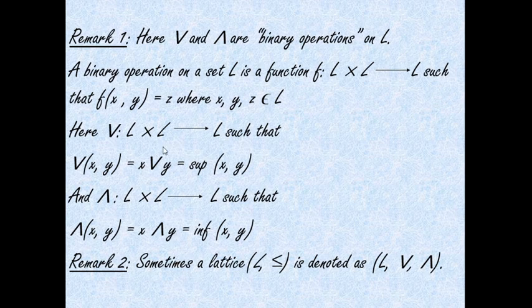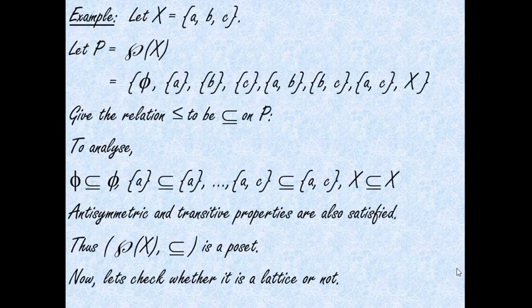Since for every lattice, an ordered pair L with the relation less than or equal to, we can associate a join and meet. Sometimes a lattice is also denoted as the ordered triple L, join, meet. As an example, suppose X is equal to the set {A, B, C}. Consider the power set of this X, call it capital P.